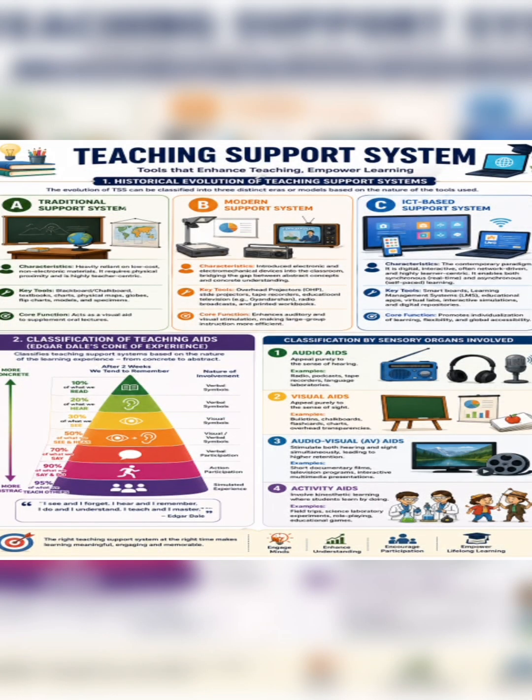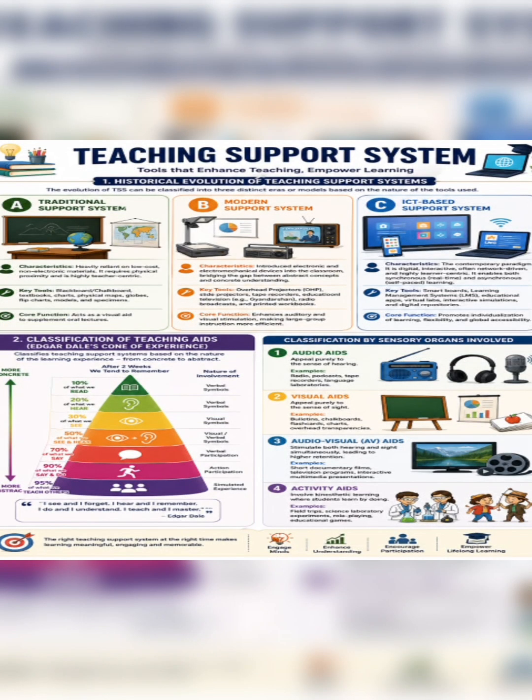But history is only one way to look at these tools. How do our brains actually process them? That brings us to the classification by sensory organs involved, shown on the right. We divide teaching aids into four distinct categories. Number one, audio aids. Number two, visual aids. Number three, audiovisual aids. And number four, activity aids.